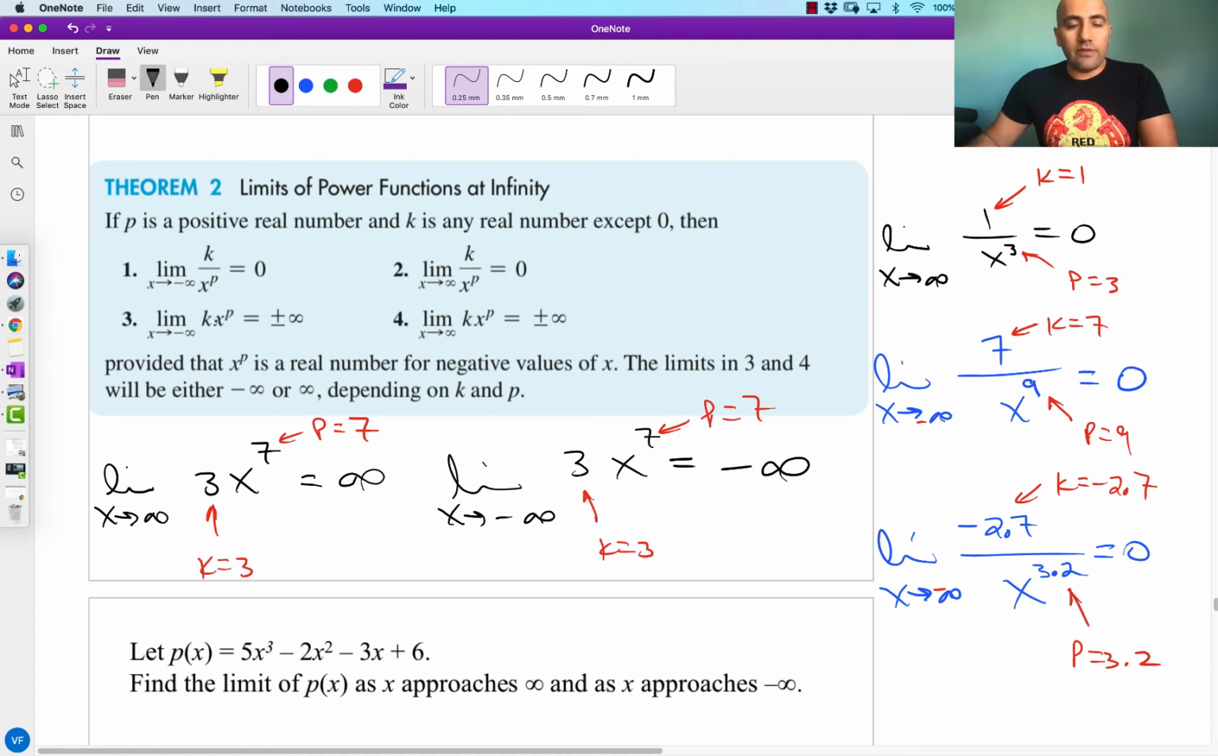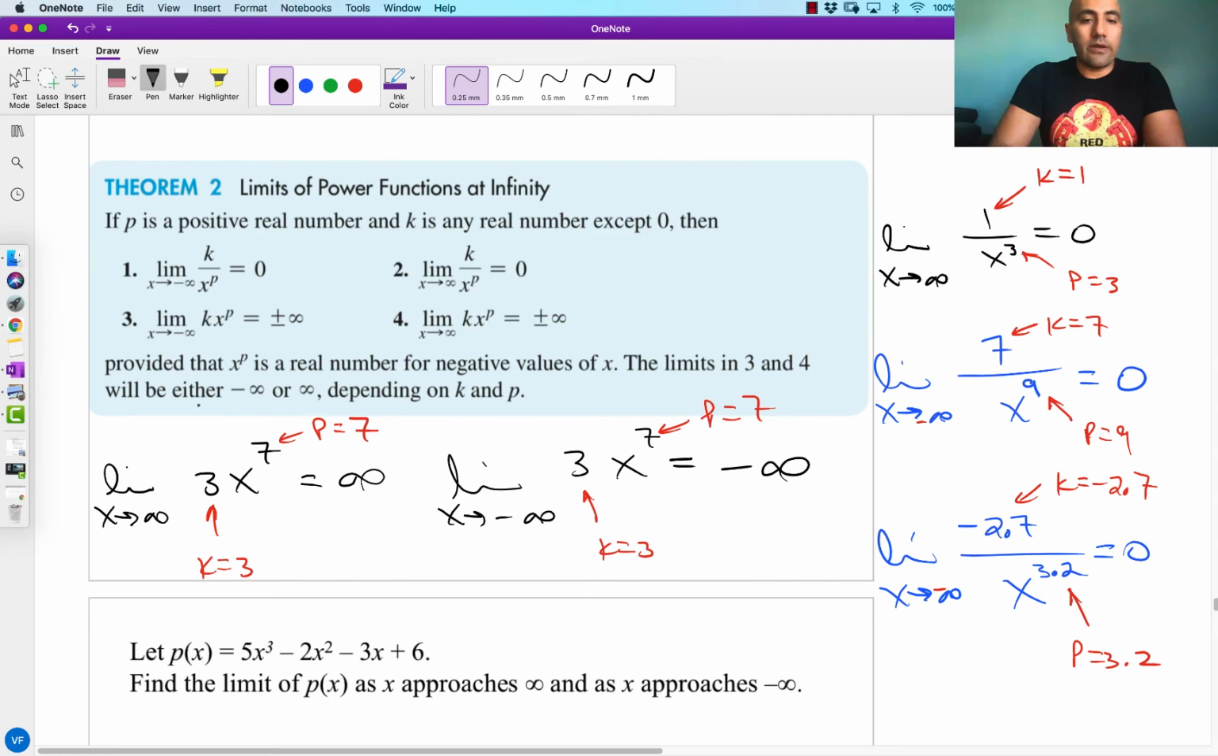If you can intuitively pay attention to whether you're plugging in large negative numbers or large positive numbers, and whether that results in a large positive or a large negative after you raise it to the power of p, and then decide whether the k is positive or negative, that determines whether you're going to go toward positive or negative infinity.